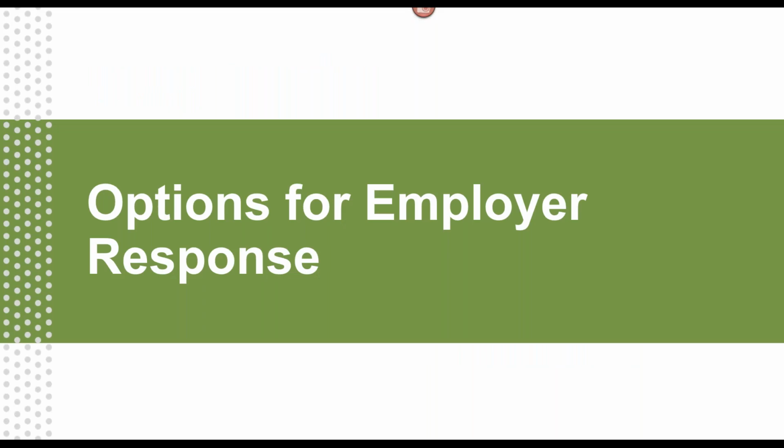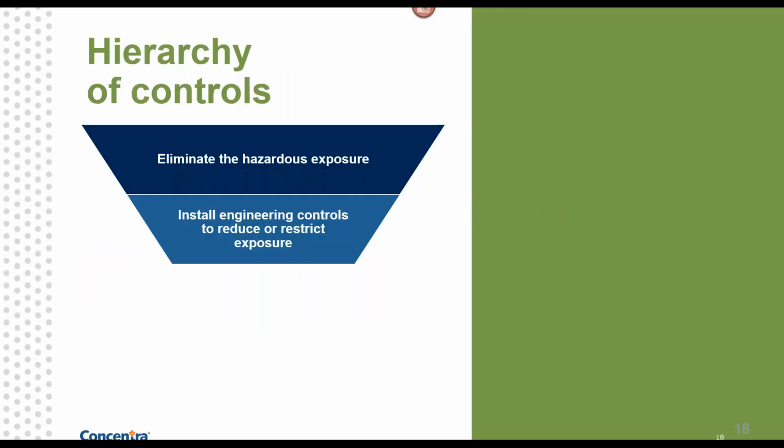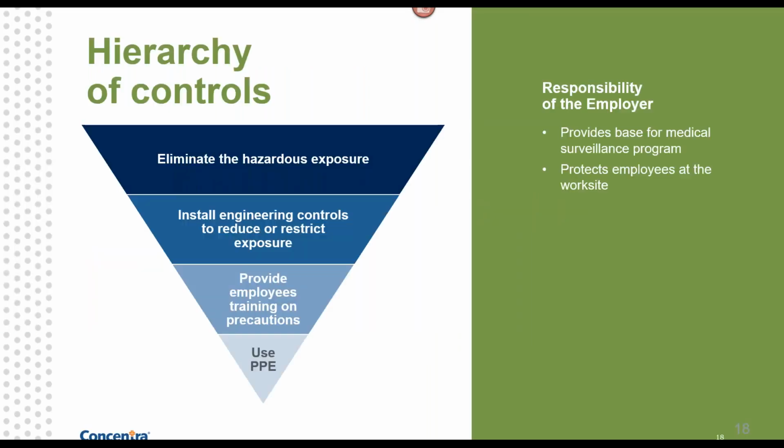So what can employers do when working with potentially hazardous substances? Here we show an example of NIOSH's hierarchy of controls, which continues to be one of the best protocols to guide employers on how to decrease or eliminate the harmful health effects associated with hazardous exposures.